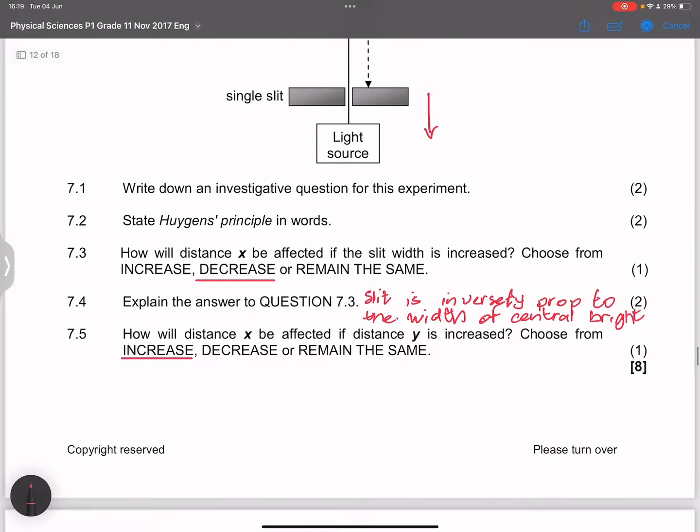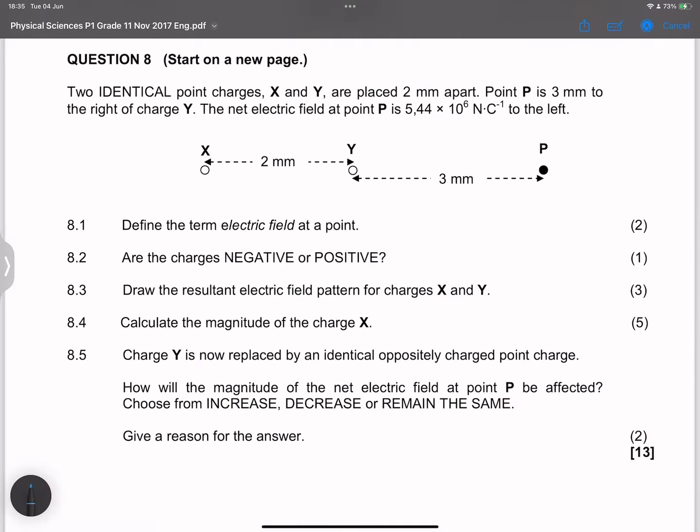So let's go on to question 8. They say we've got two identical point charges, x and y, that are placed 2 millimeters apart. Point P is 3 millimeters to the right of charge y. They say the net electric field at point P is 5.44 times 10 to the exponent 6 newtons per coulomb. This is to the left.